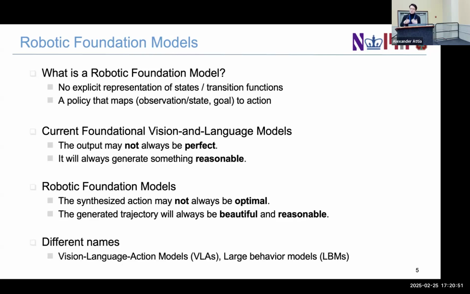And obviously there are so many different names for this type of model. Some people call them vision language action models, VLAs. Some people might also call them large behavior models. Depending on how you view it, but in general, they are discussing the same thing: the mapping from the observation and the language instructions into actions that are capable of solving a wide variety of tasks.